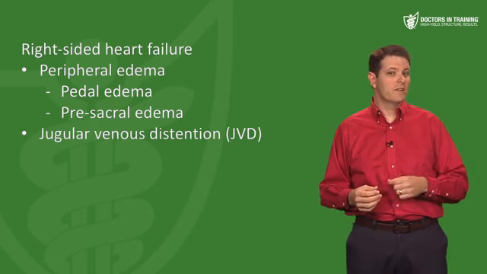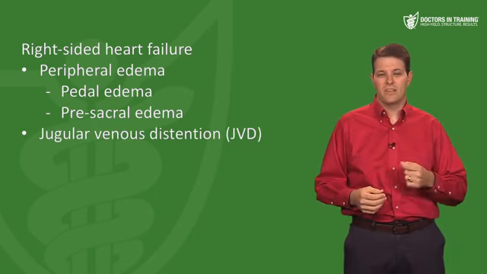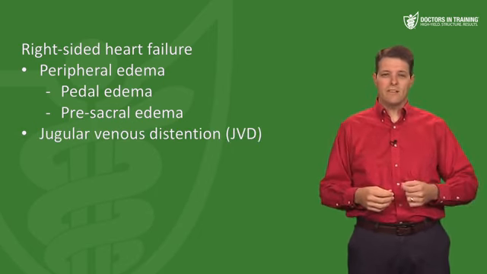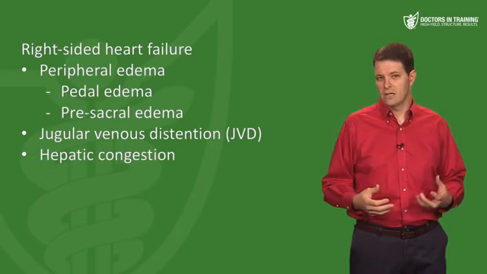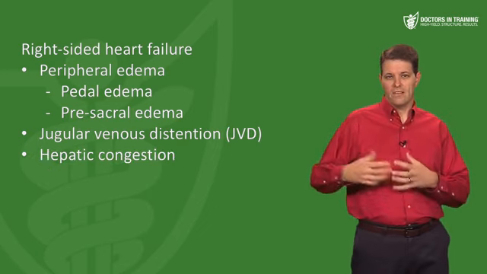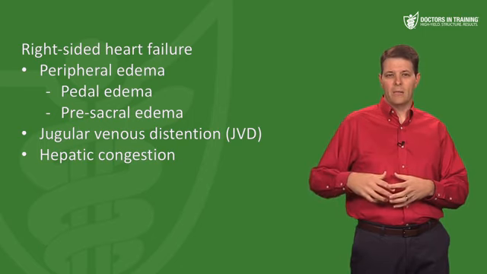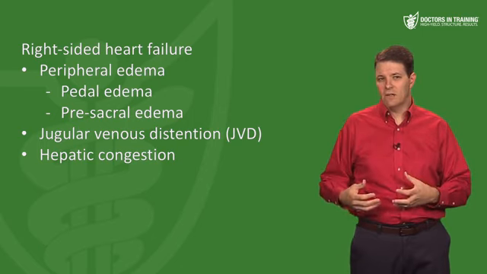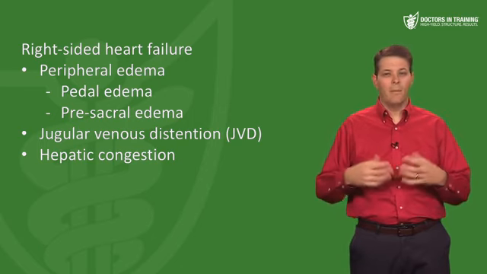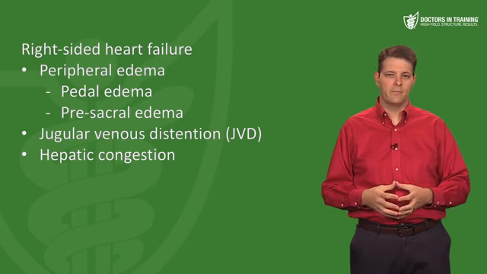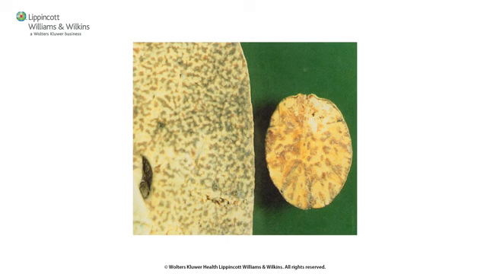You can also see jugular venous distension because of increased central venous pressure. And then right-sided failure can also cause hepatic congestion. So if the right side of the heart fails, blood's going to back up into the inferior vena cava and back up into the liver, and you can get hepatic congestion and hepatomegaly. Now on biopsy or autopsy, the liver looks mottled. It looks something like a nutmeg seed, which you've probably never seen, but they call this nutmeg liver. Chronic passive congestion of the liver due to right-sided heart failure.